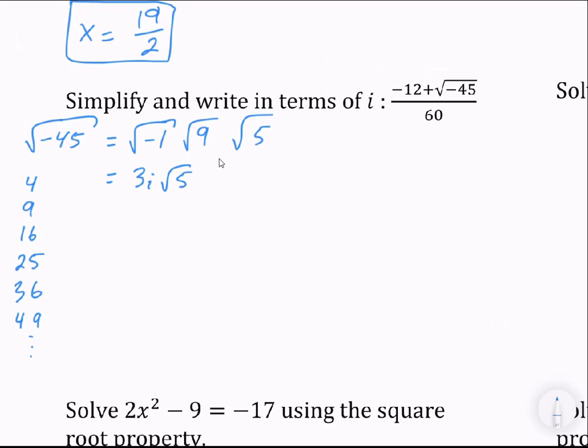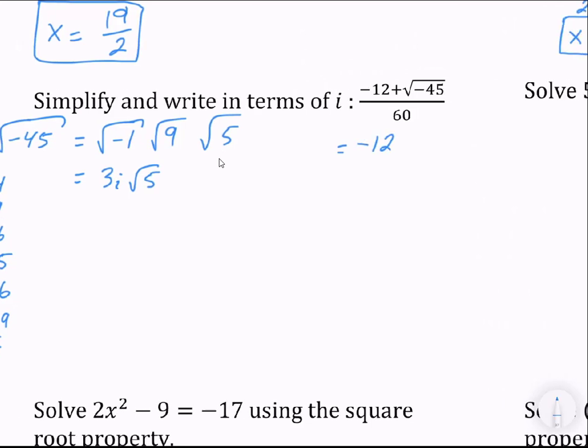Let me go back over to the original thing, and this is negative 12 plus 3i square root of 5 over 60. Divide by 3. We can actually reduce this fraction. 12, 3, and 60 are all divisible by 3. So if we divide those by 3, that would be negative 4 plus i square root of 5 over 20.